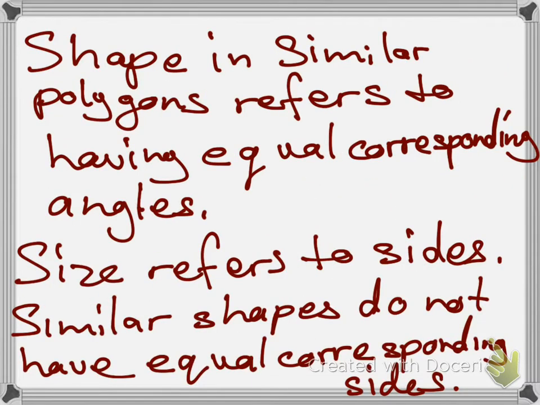Shape in similar polygons refers to having equal corresponding angles. And when we look at size, we refer to the sides. And remember, with similar shapes, they do not have equal corresponding sides.